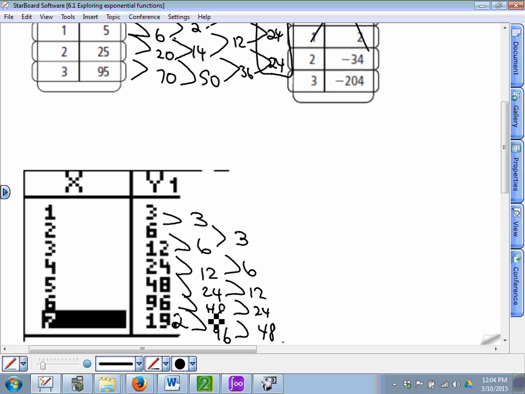So it's not first degree. It's not second degree. What if I went to the third degree? What do you think I would find? 3, 6, 12, 24. What if I went to the fourth degree? 6, 12.